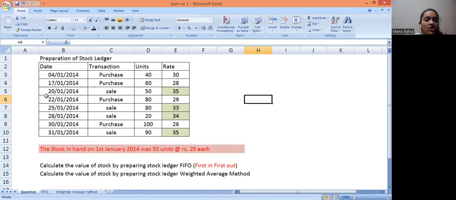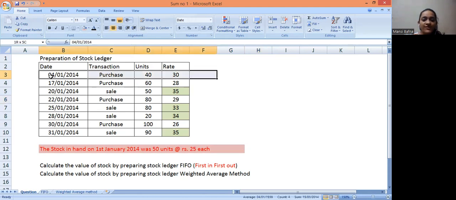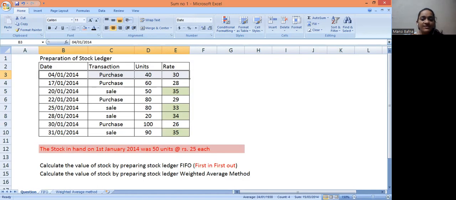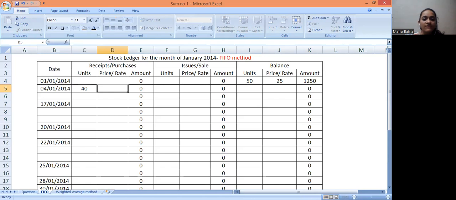After that, on 4th of January, we have purchased 40 units at the rate rupees 30 each. So we will be recording this in the purchase column, that is the receipts column. In the receipts column on 4th of January, we will be recording 40 units at the rate rupees 30 each. So 40 units, the rate will be 30, and the value of the transaction is going to be 1200.